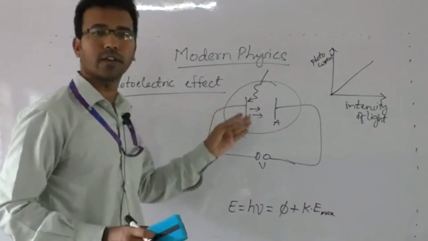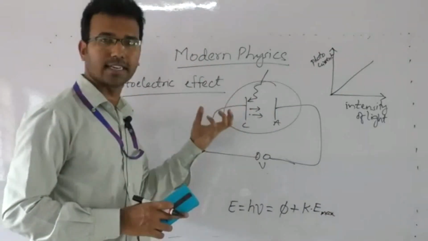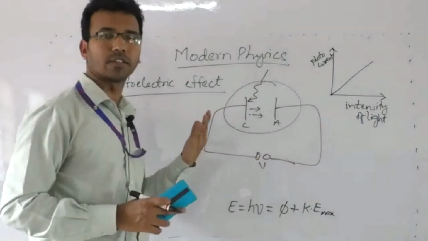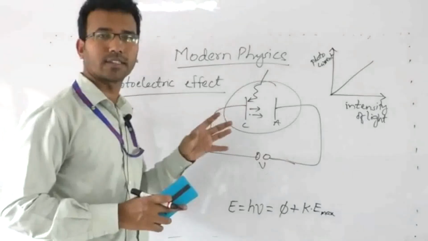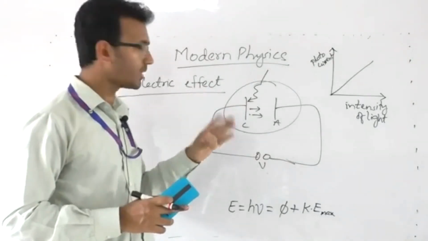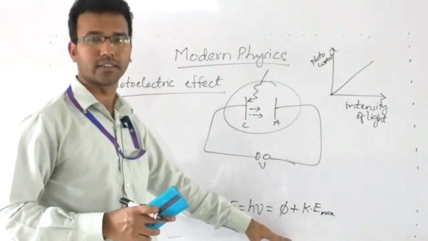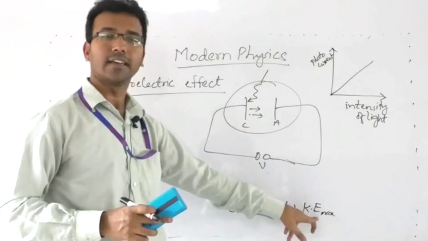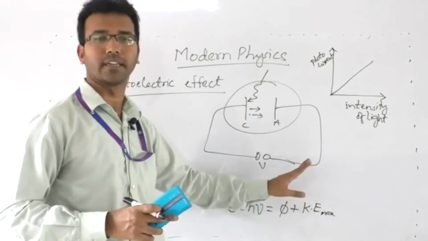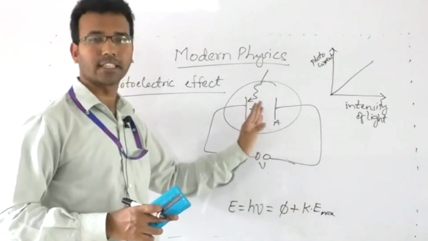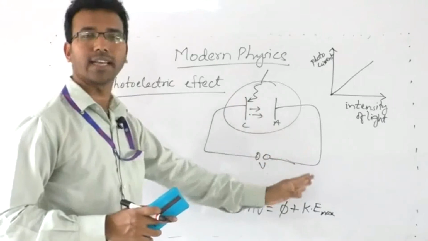Some other electrons will not have the same energy because there may be losses in energy when the electrons come out of the surface. Unless we know what the losses are, unless we quantify them, we cannot directly use this equation. So we take this kinetic energy as the maximum energy, and all the electrons will have energy less than this kinetic energy.